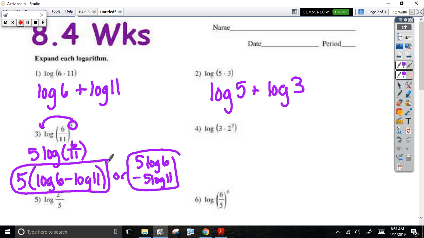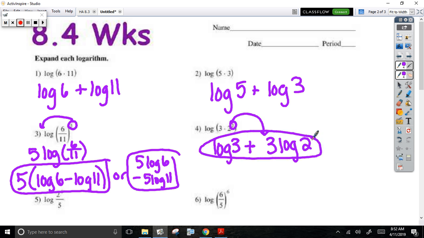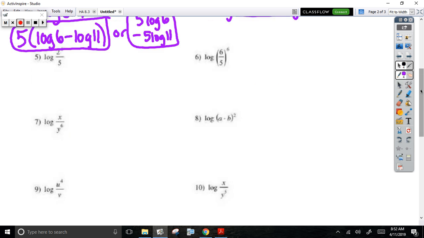Next one, we have a power property and a product property. So I should have log of 3 plus 3 log 2. And that exponent comes out front and becomes a coefficient. All right, the next one I kind of cut off, that's 2 to the 4th.